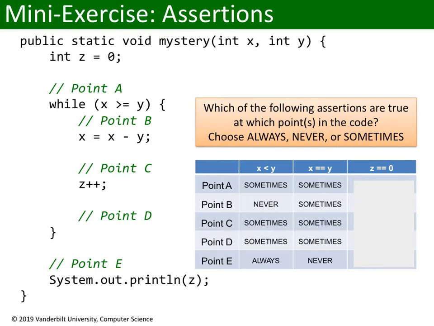Why? Because we may have gone through this loop, in which case we've incremented the value of z and then jumped down. Or we may have failed the test initially and skipped the loop altogether and wound up at point E, in which case z would have the value 0. So A has the value always, B and C, as well as E, have the value sometimes, and D has the value never.